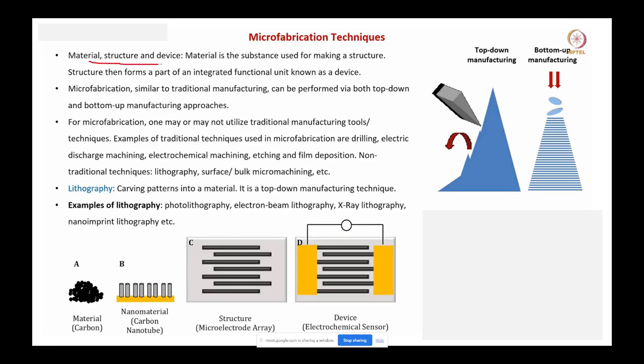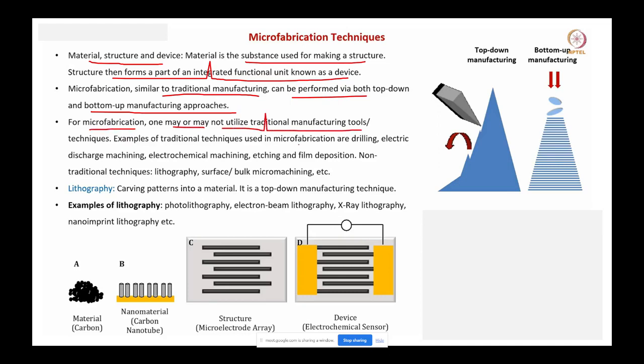So material, structure and devices. Material is the substance used for making structures, which then forms a part of an integrated functional unit known as a device. So you know very well this is the definition of the device. And microfabrication, similar to traditional manufacturing, can be performed both top down and bottom up, which we have seen in our earlier lectures. What is this top down and bottom up manufacturing process? This is like a reverse. In microfabrication, one may or may not utilize traditional manufacturing tools and techniques.